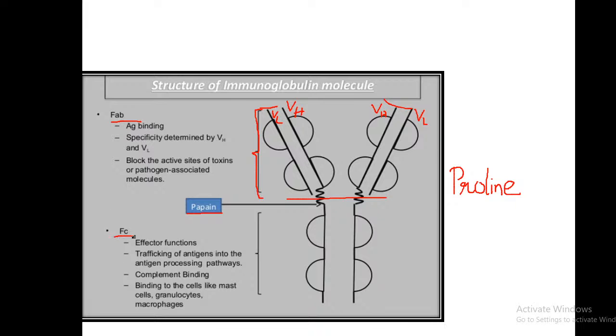Then FC is the constant region and it is the effector function. The main function of FC is complement binding. It helps the antibody to bind with other cells, thus eliciting or improving the response.